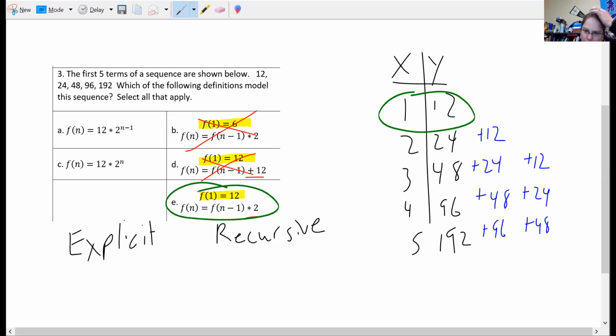We are multiplying by 2, and we can check: 12 times 2 is 24, 24 times 2 is 48. It works. So then we take a look over on the left, and both of them have the first term. That means I need an n minus 1 in my equation. So that makes it A, and C is thrown out. So only 2 of them work.